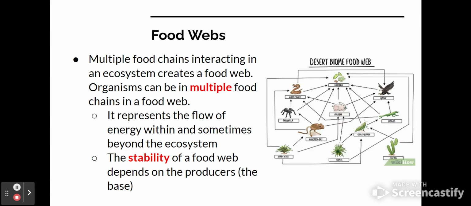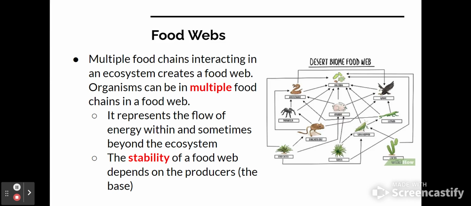Multiple food chains interacting in an ecosystem creates what we call a food web. So this is a lot of different food chains all interacting with each other. Organisms can be in multiple food chains in a food web. Okay, so they can be connected to a bunch of different chains within that one web. It represents the flow of energy within and sometimes beyond the ecosystem.